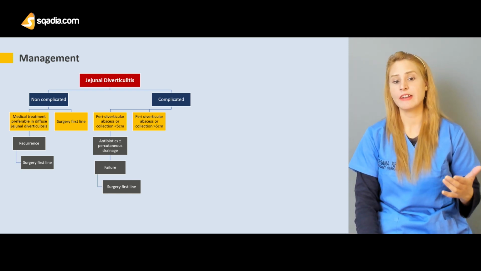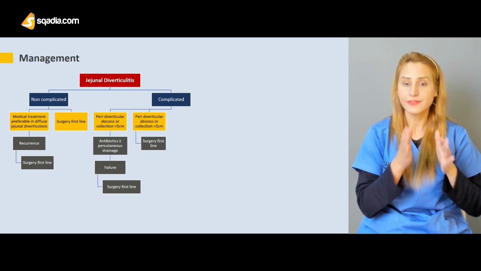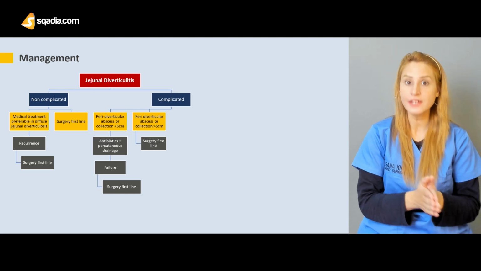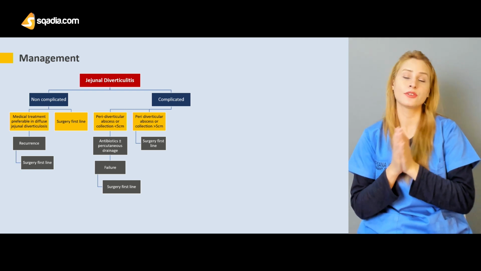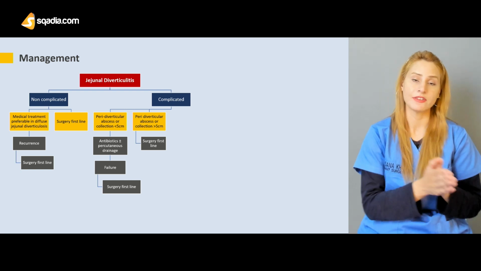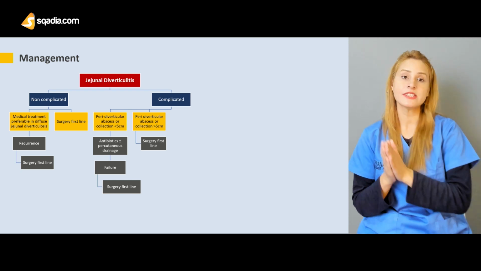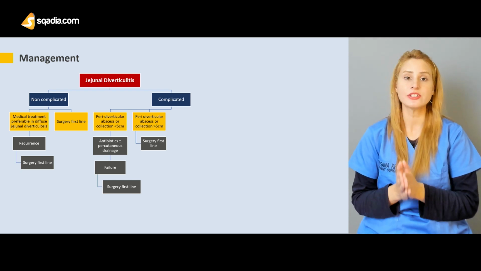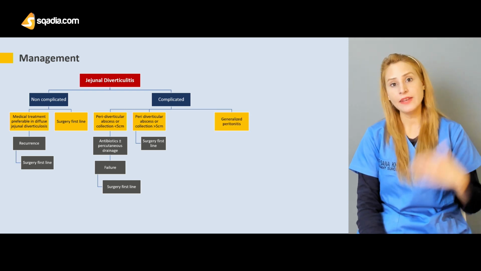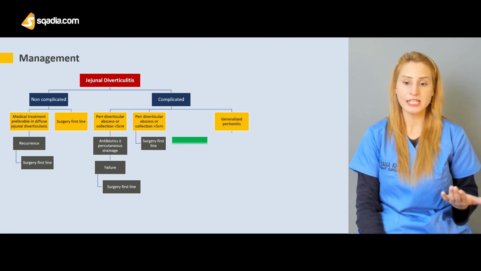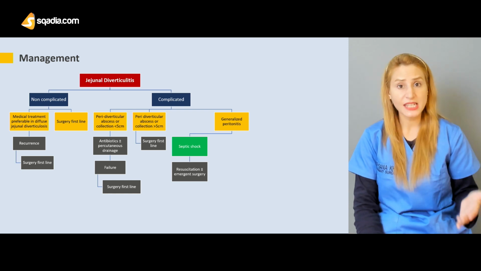If the peridiverticular abscess or collection is greater than 5 centimeter, then you have to go for surgery. If the abscess is less than 5, you give antibiotics, you go for percutaneous drainage, and then if there is a failure of these strategies, then you go for the surgery. But if there's a peridiverticular abscess or collection that's greater than 5 centimeter, then you have to go for surgery.